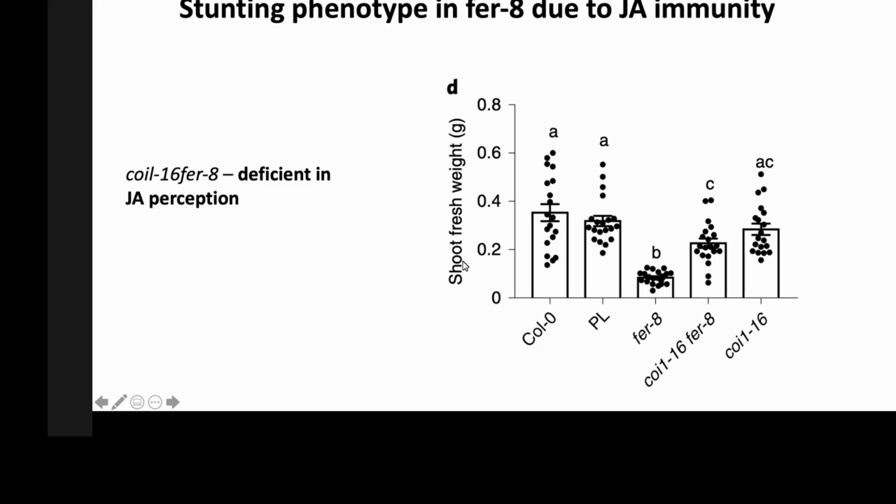And they looked at shoot fresh weights. So here it is for wild type, the parental line. For the FER8 mutant, we see a decrease in shoot weight as we would expect. And then for the COI1-16 FER8 double mutant, we see that the decrease is not as much as FER8, right? So this decrease that they're seeing, they're attributing it to this COI1 gene being present. So they conclude that this double mutant is suppressing the stunting phenotype in FER8.